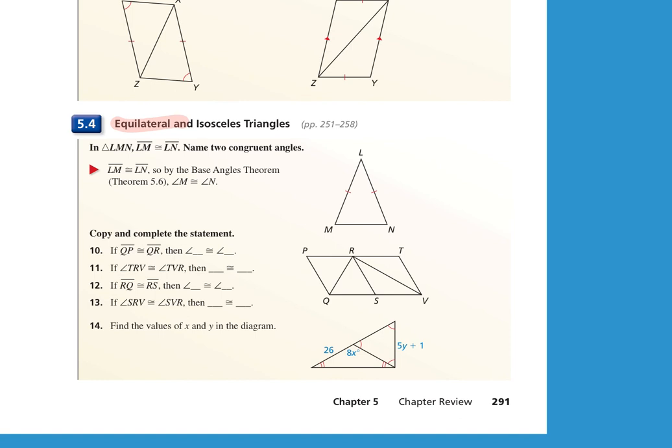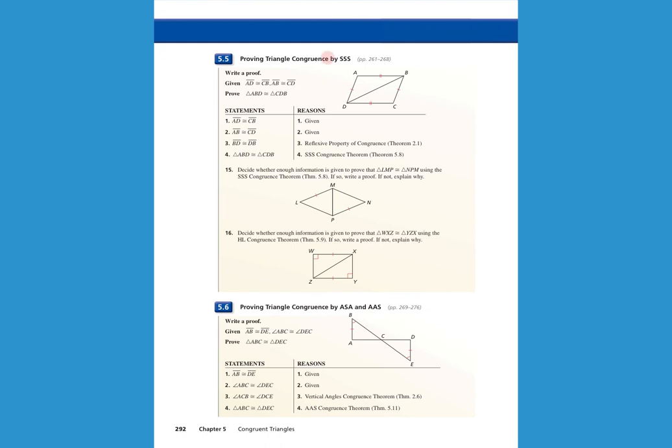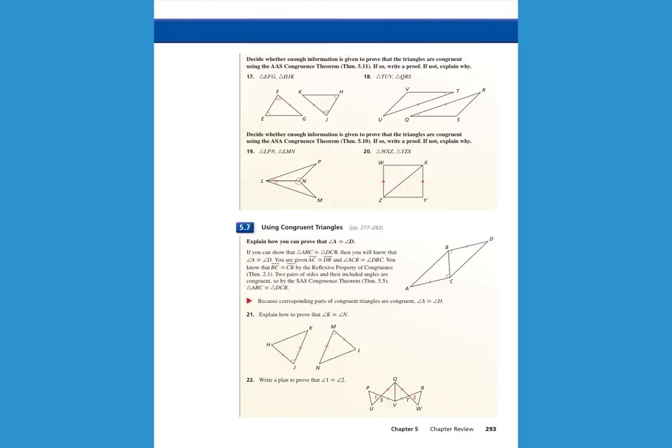5.4 was your equilateral and isosceles triangles. This is your base angles theorem, your converse to the base angles theorem. And then if they're equilateral, they're equiangular, and if they're equiangular, they're equilateral. Those 4 things were 2 corollaries and 2 theorems. And then 5.5 was side, side, side. 5.6 was angle, side, angle, and angle, angle, side. 5.7, which is what we did yesterday, was CPCTC.